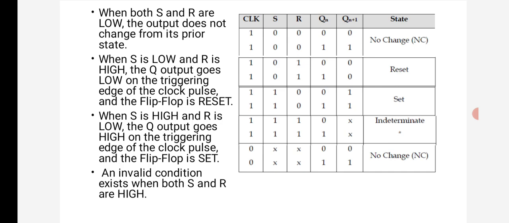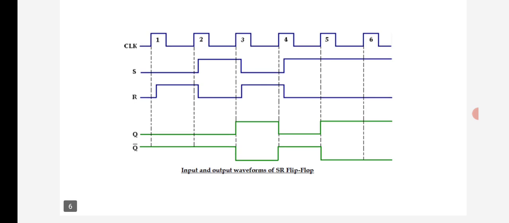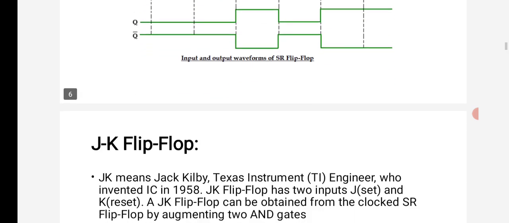So this is the truth table for the SR flip-flop. These are the clock pulses, S, R, Qn and Qn plus 1, and the state of the SR flip-flop. So this is the clock pulse for the SR flip-flop.